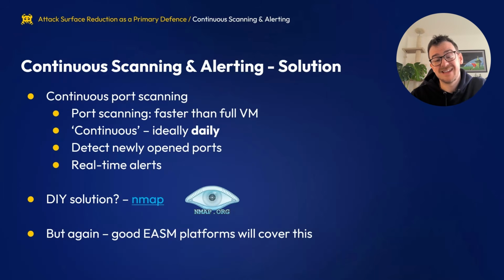Ideally, a cadence more like daily will make sense so that you can constantly scan which ports you have exposed to the internet and detect on a recurring basis which ones have been newly opened, which ones were not in the last scan results from yesterday's scan. And then we want to get some real-time alerts on that. So when a new port pops up that wasn't in the last scan, we get an alert where we spend our working day, or where our team spends our working day, be that email, Microsoft Teams, or whatever, that says new ports have been detected. Someone go take a look. For a DIY solution for this, you'll want to use Nmap. But again, a good external attack surface management platform is going to cover this.